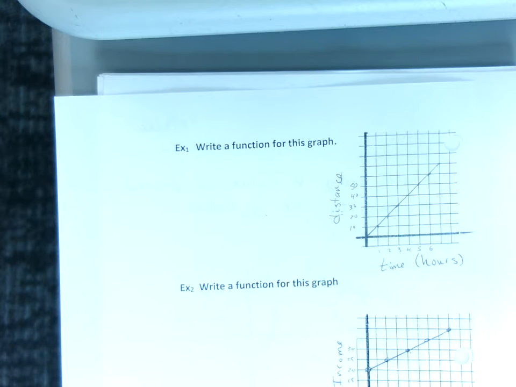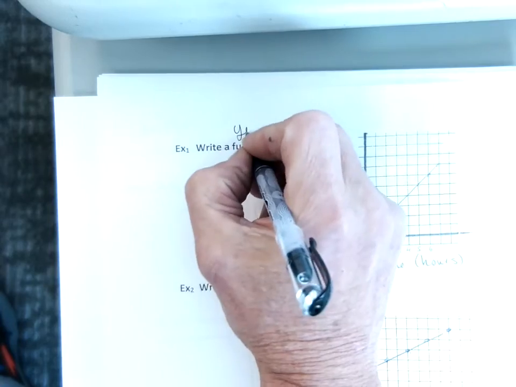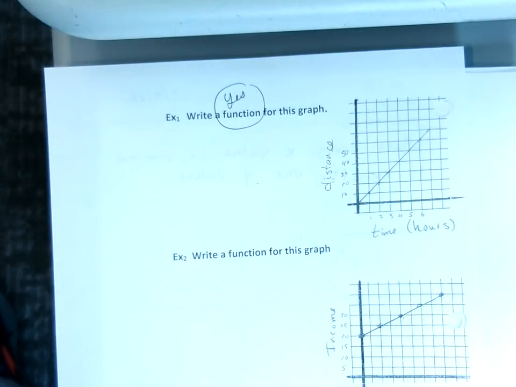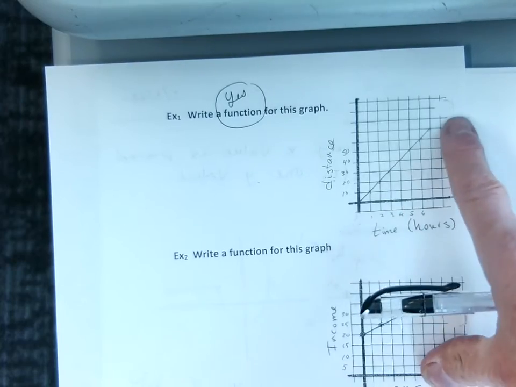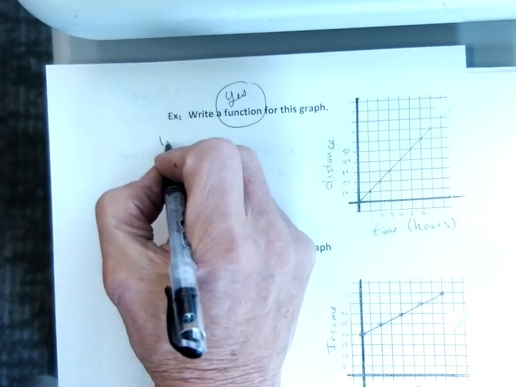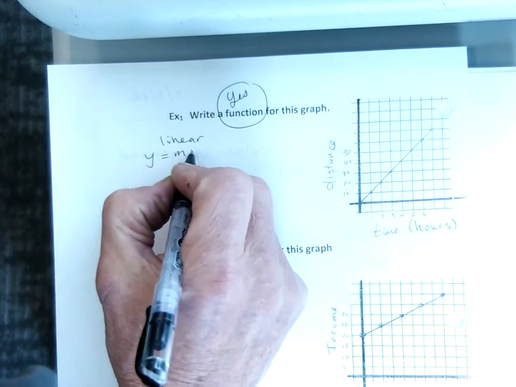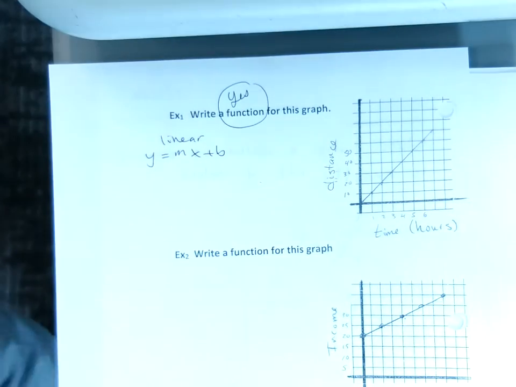So write a function for this graph. This is a function, right? Everybody agree? Yes. It's a function. Now, is this a straight line? So it's linear. So if it's linear, let's use y equals mx plus b, right? It's linear, it's straight. Let's use y equals mx plus b.